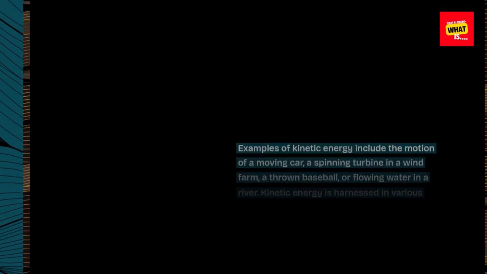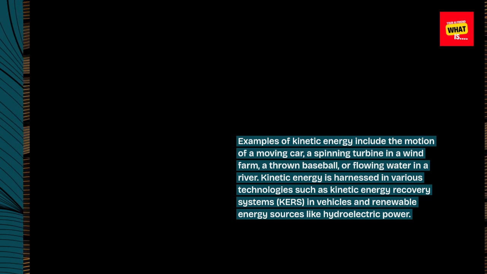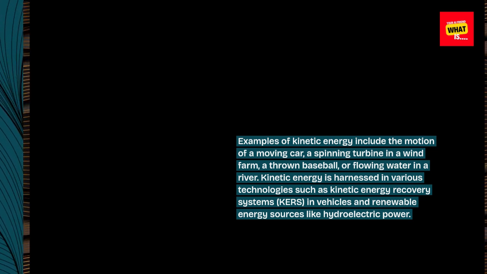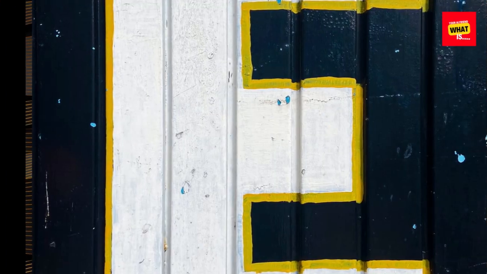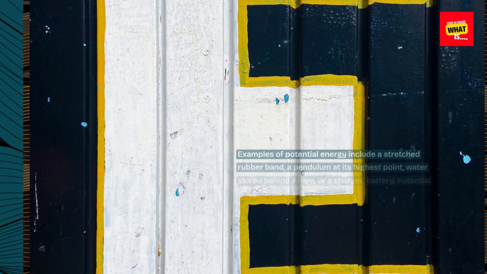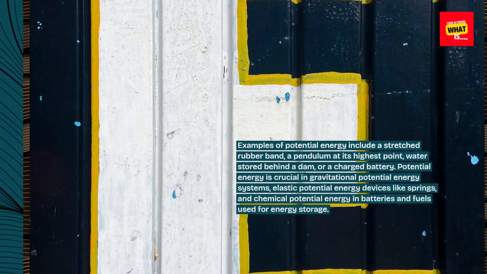Examples of kinetic energy include the motion of a moving car, a spinning turbine in a wind farm, a thrown baseball, or flowing water in a river. Kinetic energy is harnessed in various technologies such as kinetic energy recovery systems, KERS, in vehicles and renewable energy sources like hydroelectric power. Examples of potential energy include a stretched rubber band, a pendulum at its highest point, water stored behind a dam, or a charged battery.